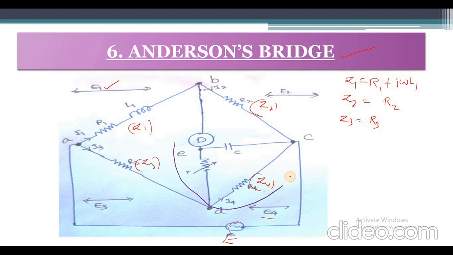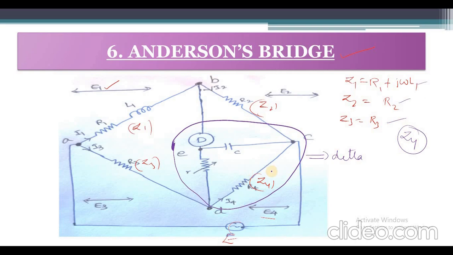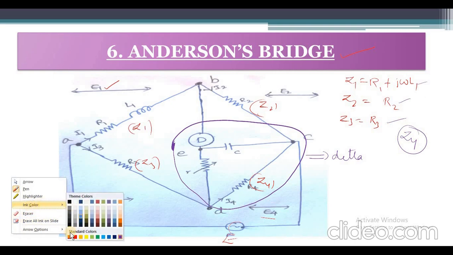Here we can observe that this part is a delta connection. We have to convert this delta connection to star connection. In order to analyze this bridge, we have to initially convert this. Then we can obtain the Z1, Z2, Z3 equations. In order to obtain the Z4, we have to convert this delta to star. So how to convert delta to star?